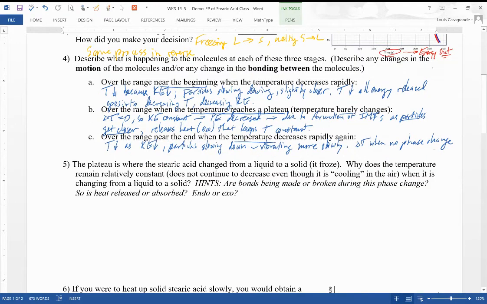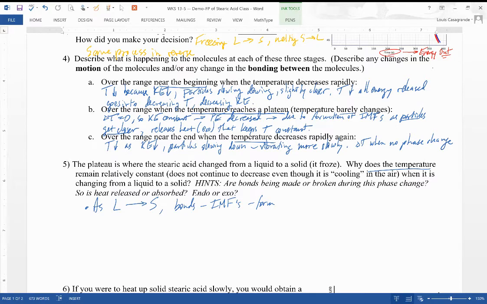Now, let's look at number 5. Why is it, and I hinted at it above, that the temperature remains constant and doesn't continue to decrease even though we say the test tube was cooling in the air? So let's bulletize this, makes it a little easier. As the liquid goes to solid, what goes on is bonds, those IMFs, the intermolecular forces, form. By the way, the main intermolecular forces in stearic acid are going to be London dispersion forces.